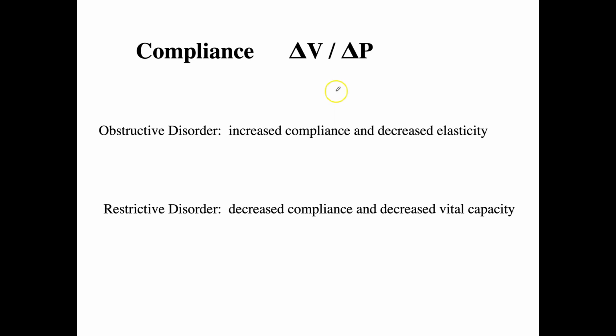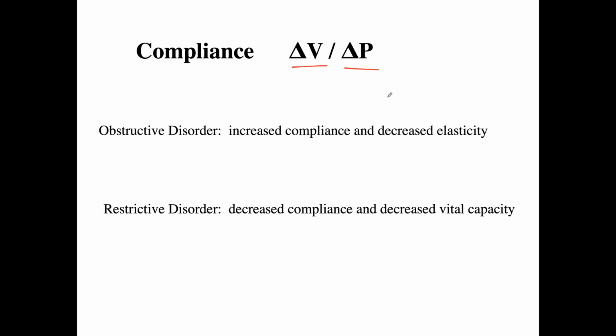And so it's expressed as delta V over delta P, which essentially implies the change of volume resulting from a given pressure exerted on the lungs. High compliance means that the lung stretches easily. Low compliance would mean that the lung requires more force from the inspiratory muscles to be able to stretch it.